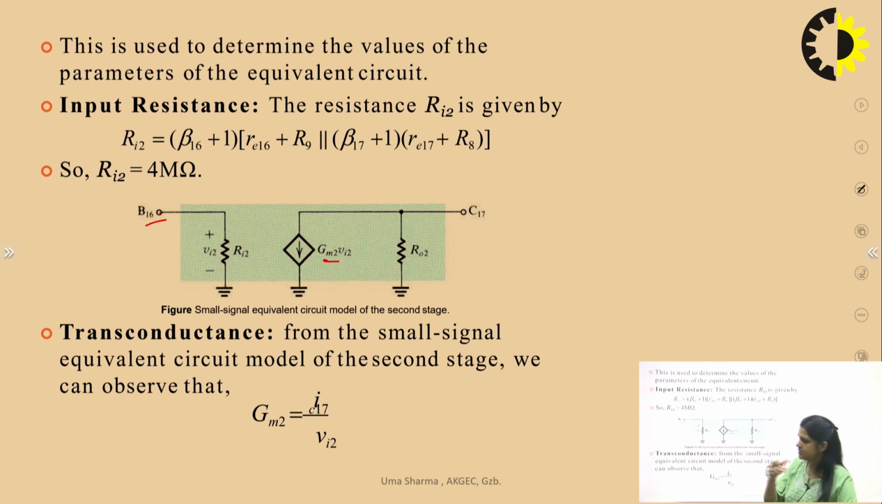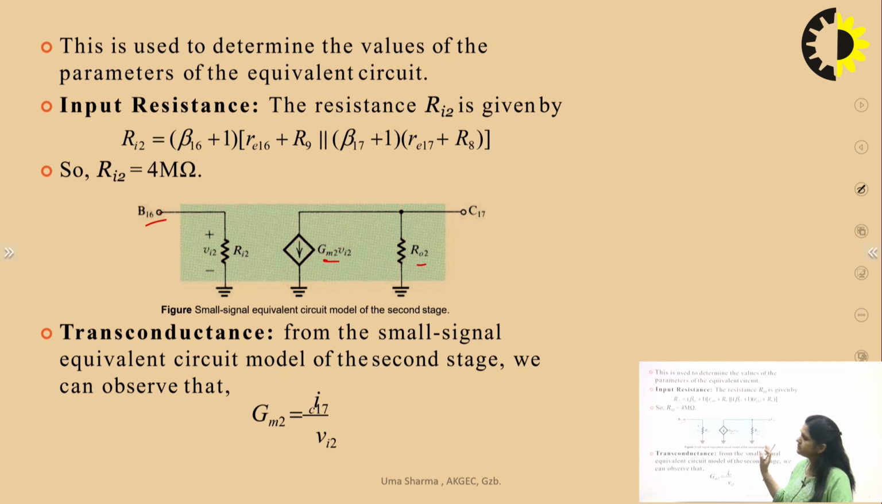So that will be the output current. Gm is basically output current divided by input voltage. This represents the output current, which is why it is represented by a current source. And if it is a current source, the output impedance will be taken in parallel with this current source. To model the output terminal of the second stage, the resistance Ro2 is used. So this is a simple small signal model of the second stage of the 741 IC.